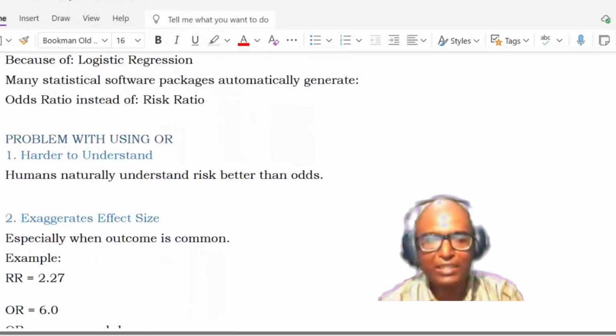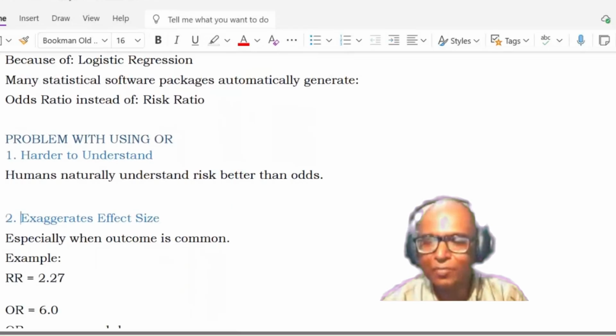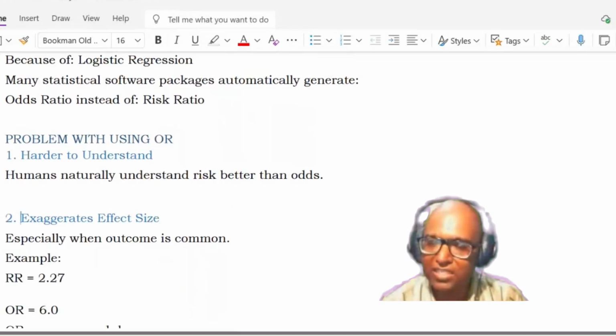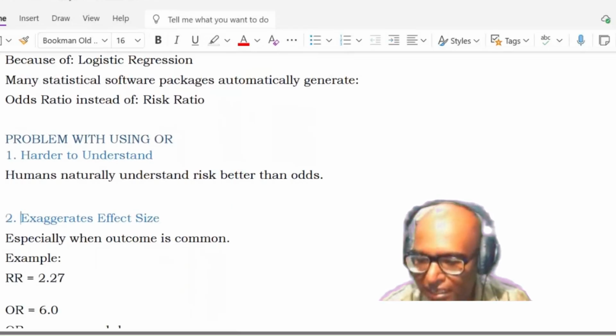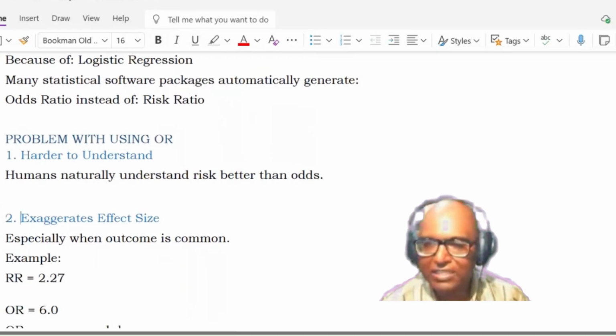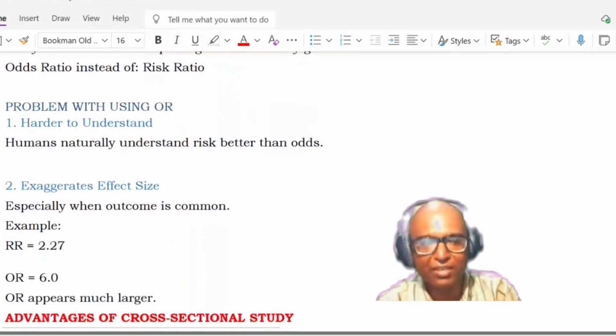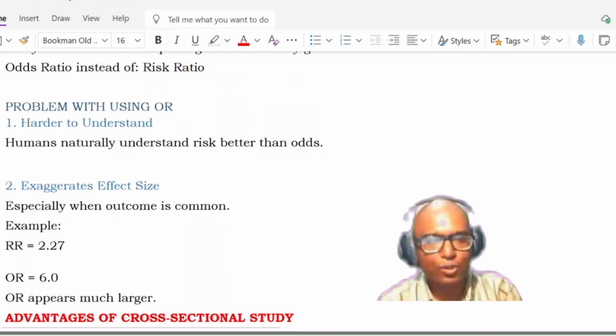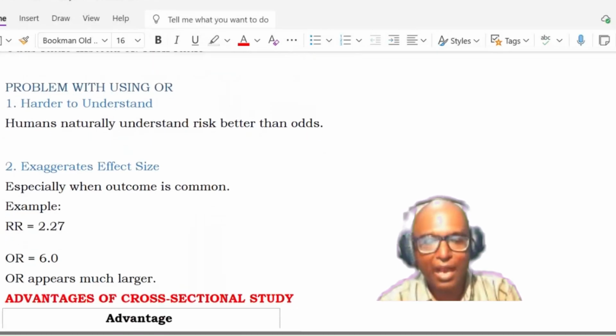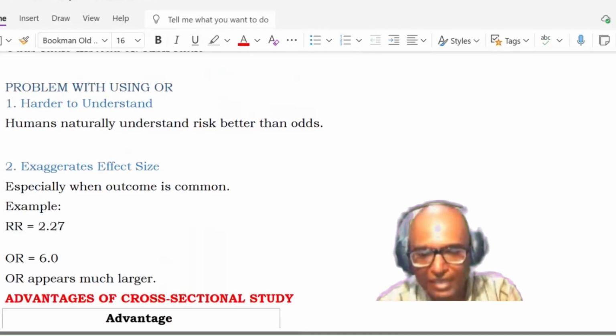Not only that, it exaggerates the effect size, as we have already seen that the odds ratio for a common disease is always higher than the relative risk. So it will always exaggerate the effect size, especially when the outcome is common. For a common outcome, you will have a high odds ratio and the relative risk will be less. So a relative risk of 2.27, but the odds ratio will be 6. So this odds ratio is apparently appearing higher.